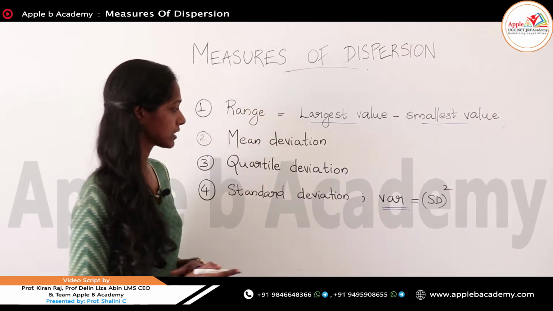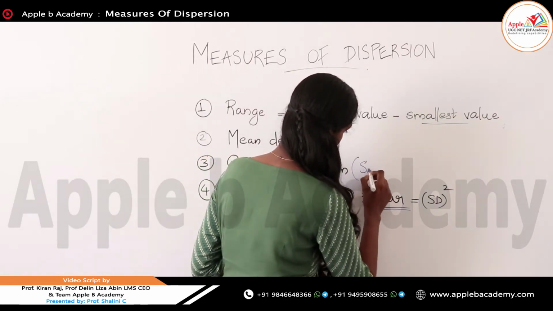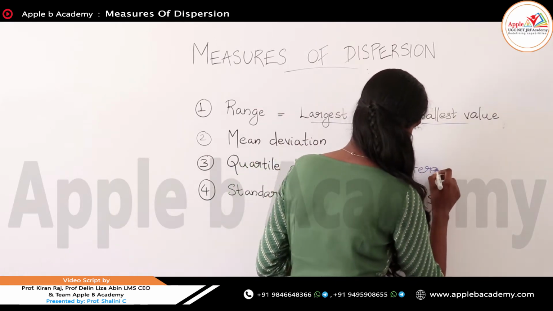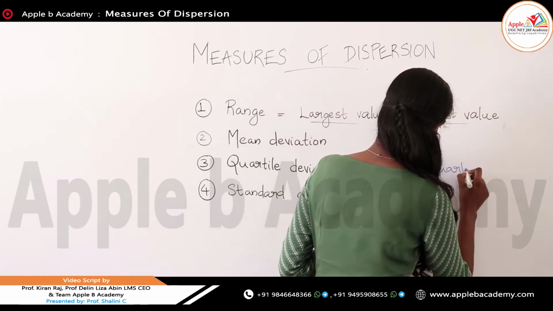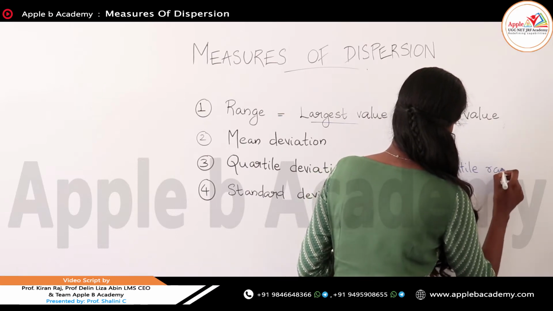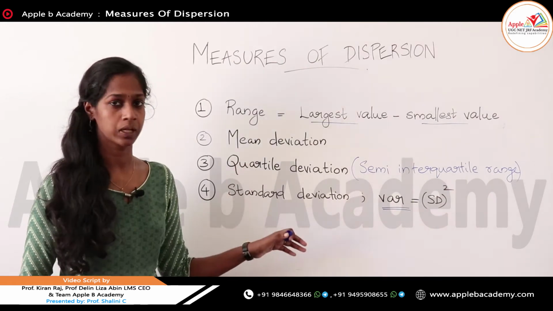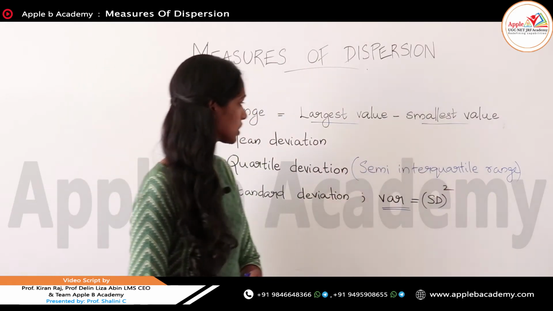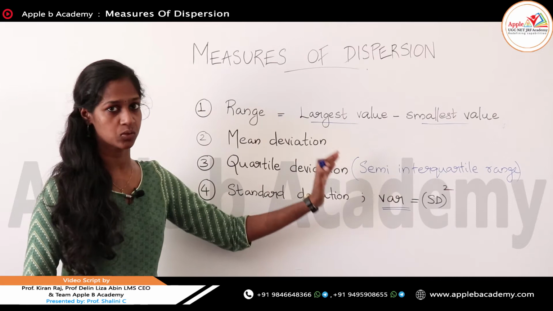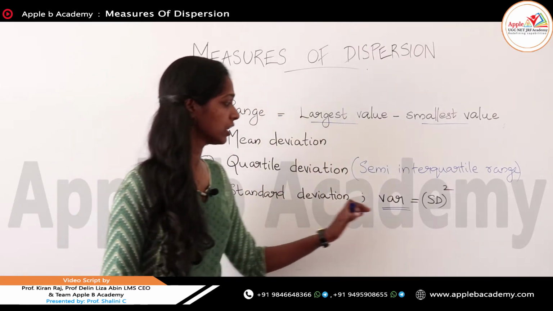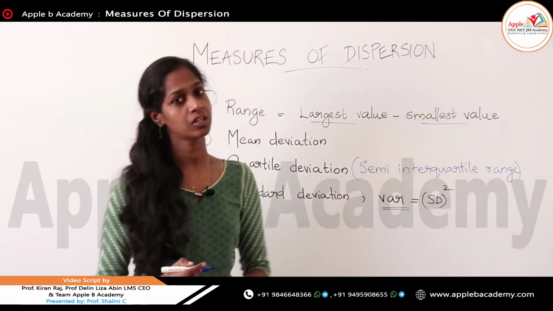Quartile deviation also has another name, semi-interquartile range. So quartile deviation is also known as semi-interquartile range. We have range, which is the largest value minus the smallest value, and we have standard deviation, which is variance equal to standard deviation the whole square.